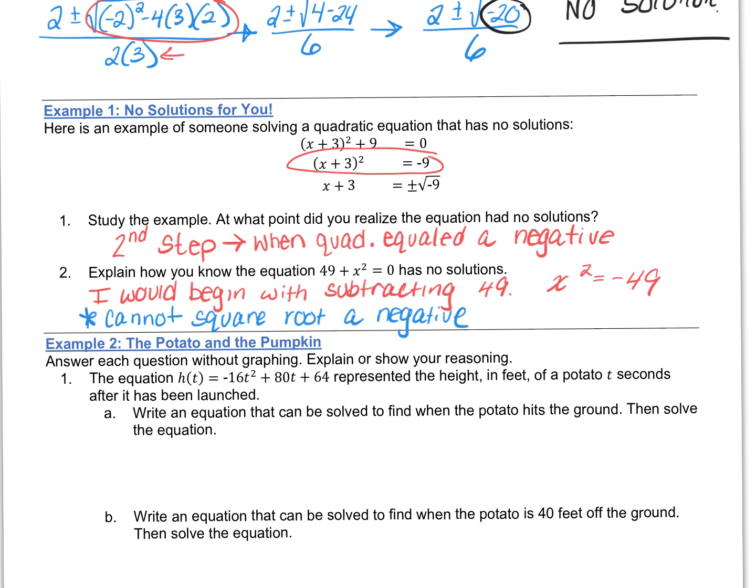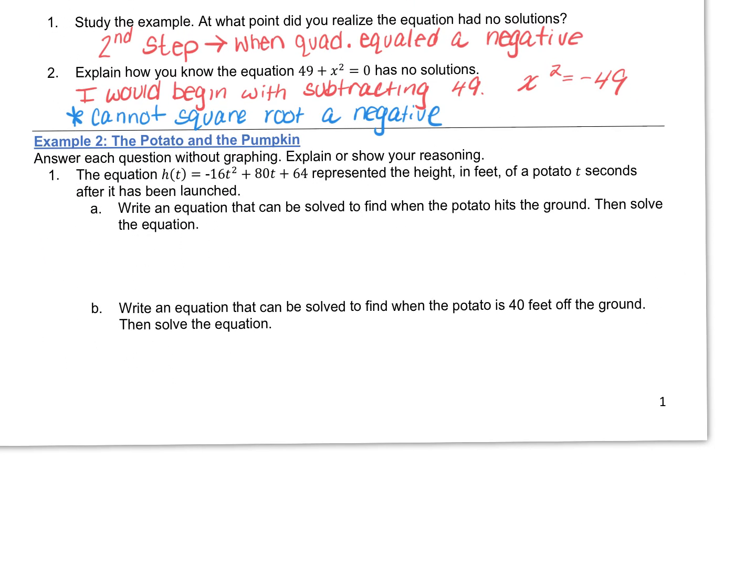So now we're going to actually see it applied to our word problems, corresponding to our essential question for the day. It says answer each question, but we're not going to graph, we're not going to factor. It says the following equation represents the height in feet of a potato, t seconds after it has been launched. A friendly reminder, t is time, h of t is height. Write an equation that could be solved. That's the key phrase here, right? We're just writing an equation that can be solved to find when the potato hits the ground.